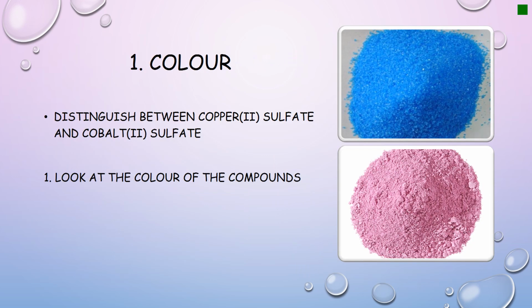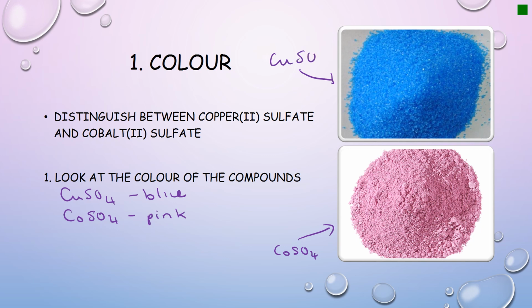So I've looked at the colour of the compounds, I've checked my solubility table, and I can see that copper sulfate is blue and cobalt sulfate is pink. So this one must be cobalt sulfate and this one must be copper sulfate.